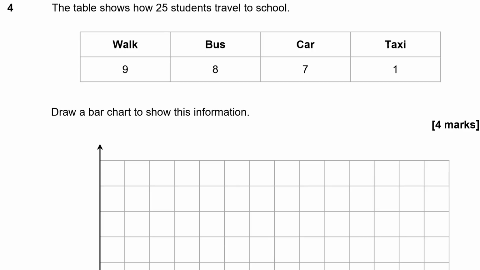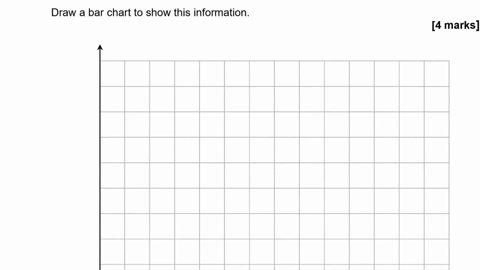Question 4. The table shows how 25 students travel to school. So you see that 9 walk, 8 go on the bus, 7 come in by car, and 1 comes in by taxi. We need to draw a bar chart to show this information. Okay, so we've just got some square paper. There's no axes drawn yet, so we need to draw those on.